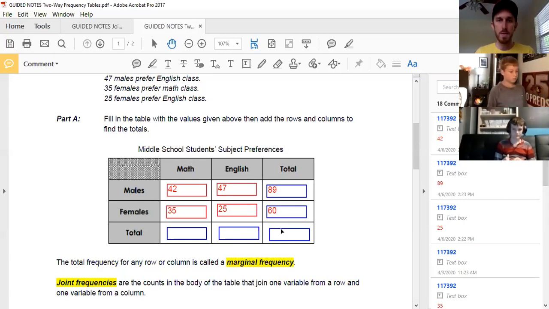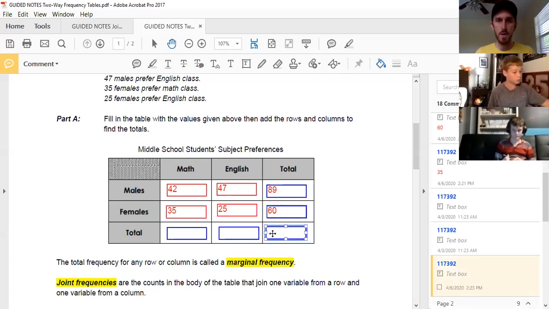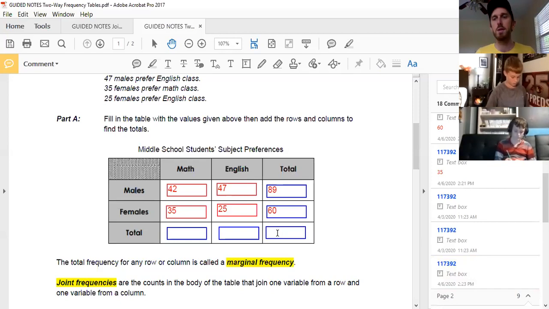All right, let's go one step further. So we got our total column here. If I know that there's 89 males and 60 females, how many total students are there going to be?